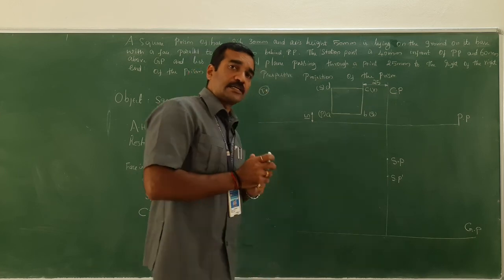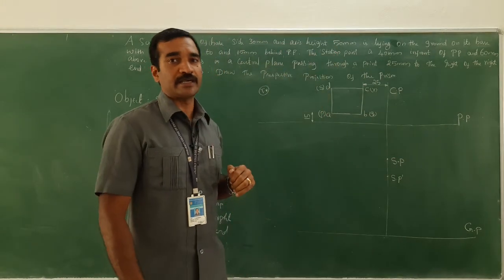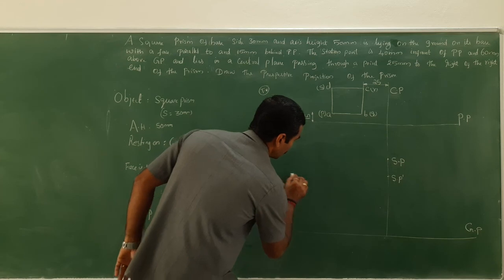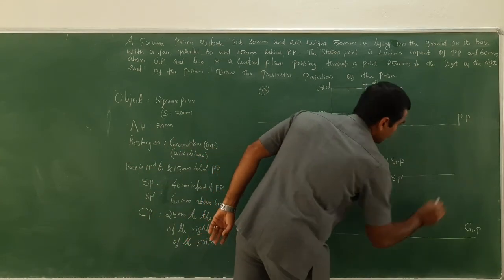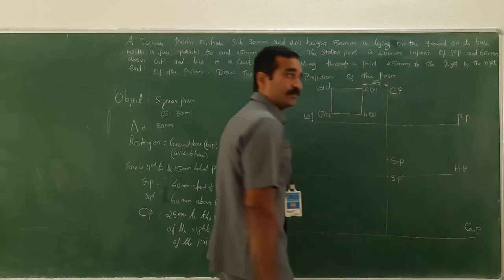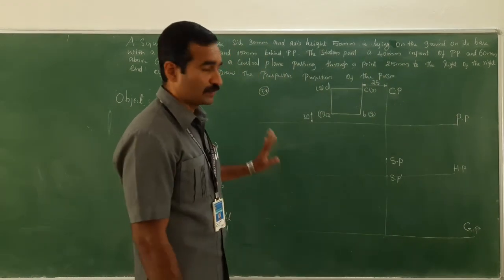So, in other words, the eye level is a horizontal plane, right? What is the definition of horizontal plane? It is an imaginary horizontal plane at the level of the human's eye. So, let me draw a line passing through the SP dash. This is HP or HL, horizontal plane or horizontal line. I have drawn this.